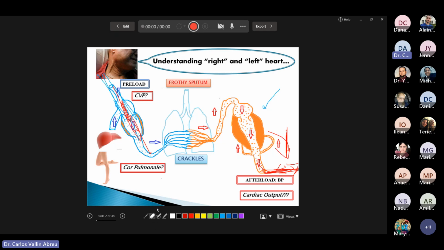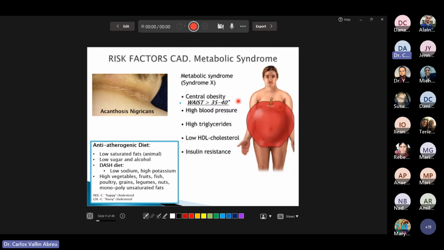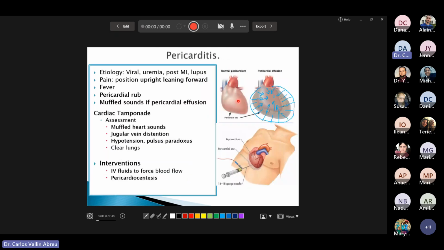So you will see that the client is having muffled heart sounds because the heart is surrounded by the liquid. You are going to see that the client has neck vein distension. Why? Because the blood cannot enter. But the client will develop hypotension because the blood cannot leave. And if this is not solved, there is a moment when zero blood enters, zero blood leaves, and the patient dies. And this condition that is progressing in the heart is called cardiac tamponade.